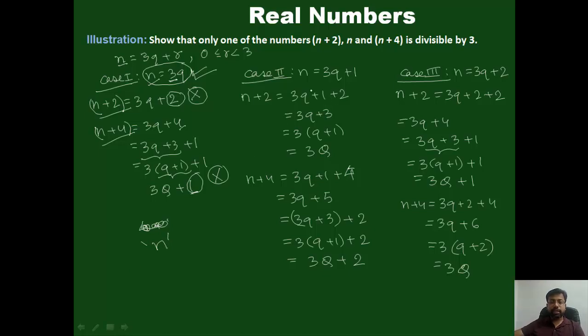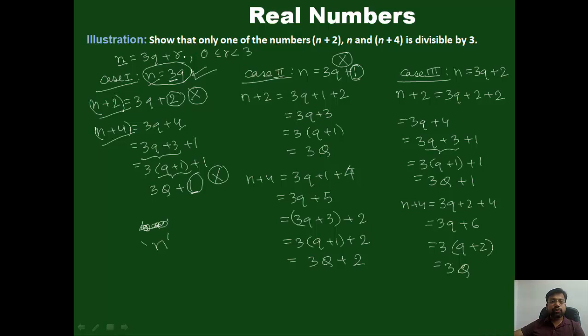What about the second case? The second case, you have n is equal to 3q plus 1. Here the remainder is 1. It satisfies Euclid's division lemma. So n is not divisible by 3 because the remainder is not equal to 0. What about n plus 2? N plus 2, you have 3q plus 3. Can we deduce from here that it is not divisible by 3? No.